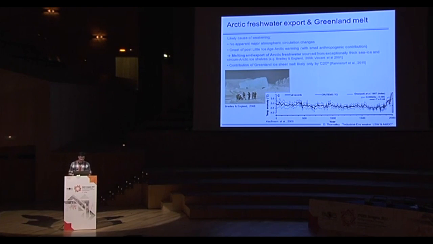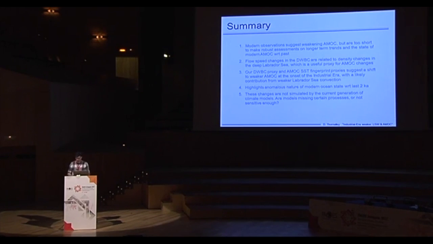Maybe in the 20th century, as Stefan Rahmstorf suggested, Greenland ice sheet melting may have also contributed to keep it suppressed. And so just to summarize, we need these extensions of modern observations to place them in a longer-term context. We've used flow speed changes in the deep western boundary current as a proxy for AMOC, as well as sea surface temperature or near surface temperature fingerprints. And both of these approaches suggest a weaker AMOC at the onset of the industrial era, likely caused by a weakening of Labrador Sea convection.